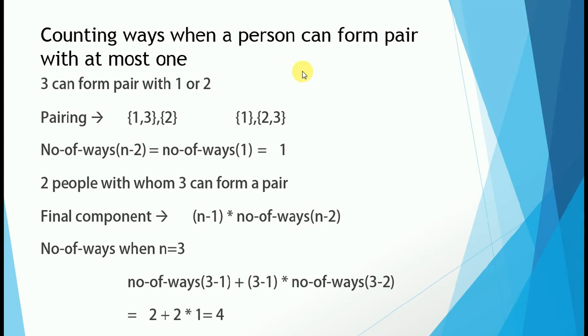This should be the number of ways when there is only 1 person, that is when n is equal to 1. So I can say for this component, the number of ways is equal to that for n minus 2, where n is equal to 3. One more thing to note here is that there were 2 people with whom 3 had an option to pair up. So, in general terms, we can write this component as n minus 1 multiplied by number of ways for n minus 2. So, the total number of ways when we consider both the components, the total number of ways for n becomes n minus 1 multiplied by number of ways for n minus 2 plus number of ways for n minus 1. When we substitute n with 3, then it becomes this.